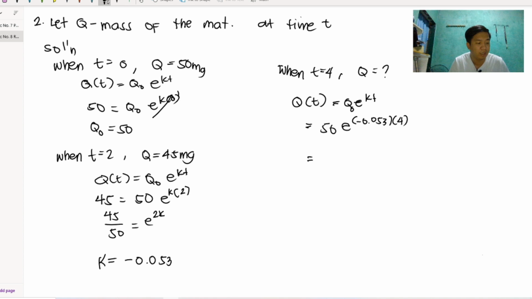Meaning, after 4 hours, the mass of the material is 40.5 mg. Okay? So, I think that's all for this topic. I hope you all got some knowledge or learnings from this video tutorial. So, for the bonus question, the bonus we talked about.